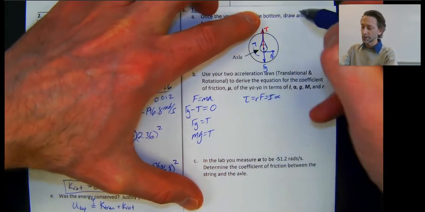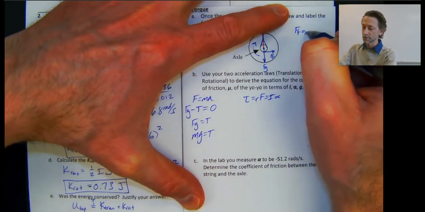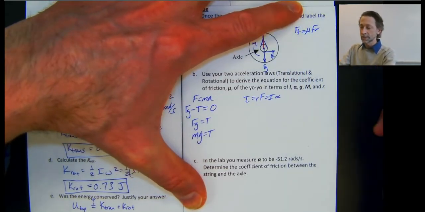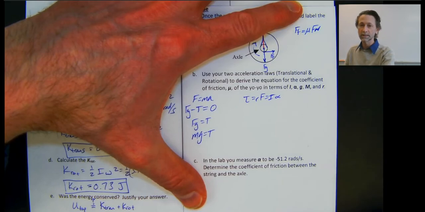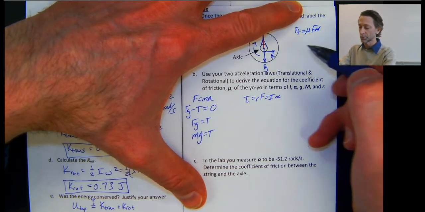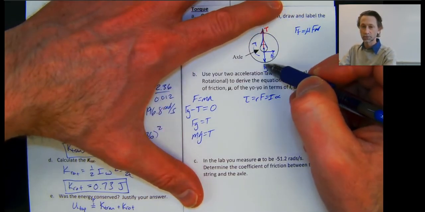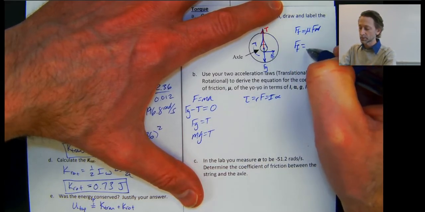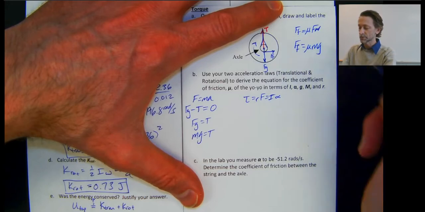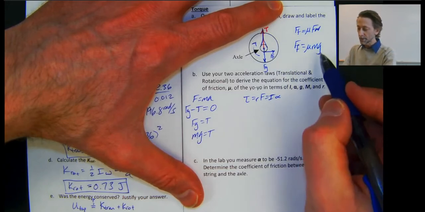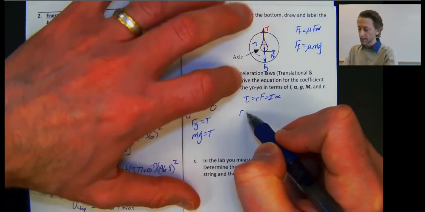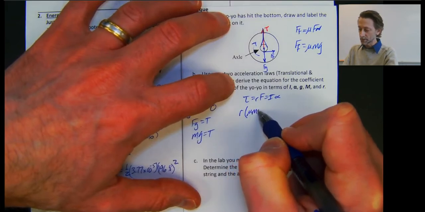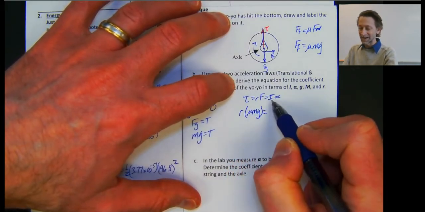Now think through it. Isn't the force of friction equal to mu force normal? And in this particular case, what is our normal force? Well, our normal force is either the tension or the force of gravity, and they are both the same. So we can say the force of friction is going to be mu mass times gravity. From there, I can plug that in over here. So R min times mu mass gravity is equal to I.